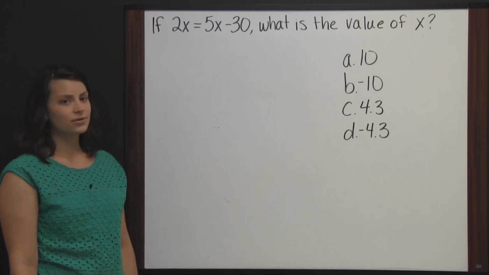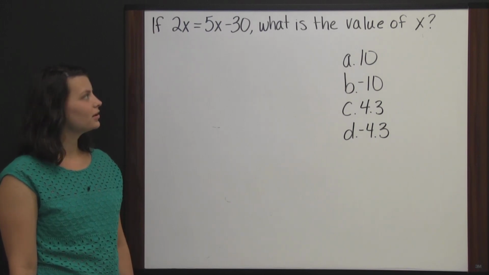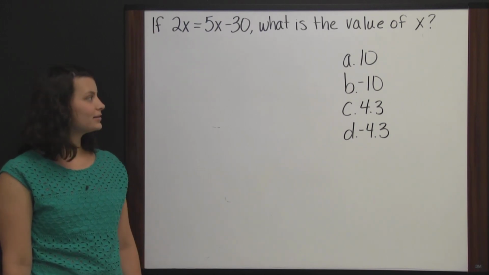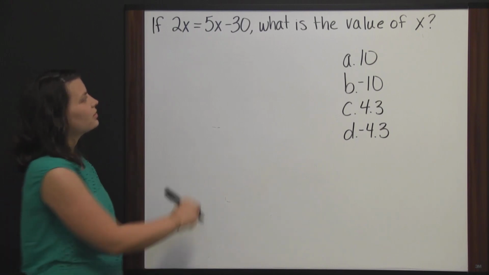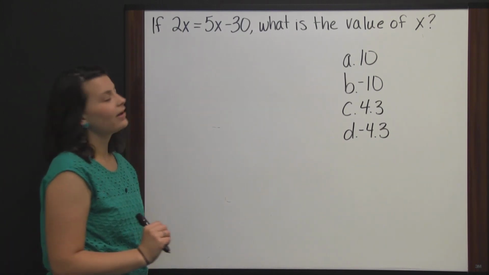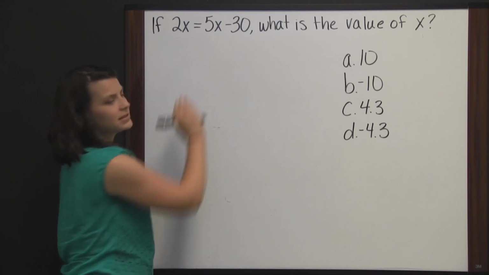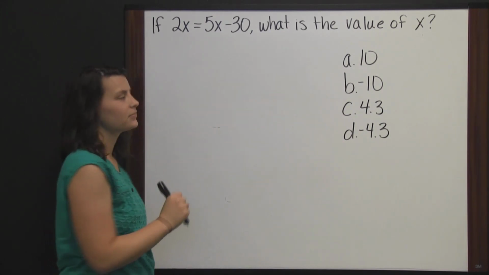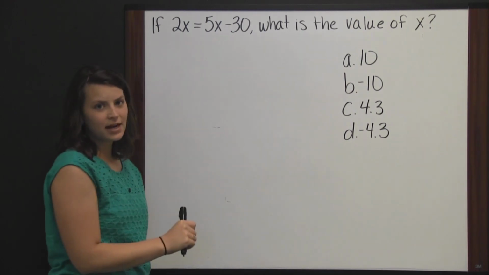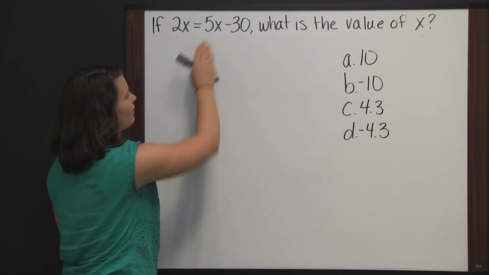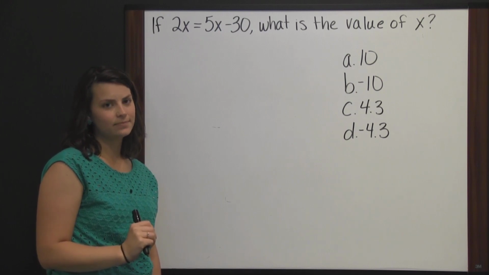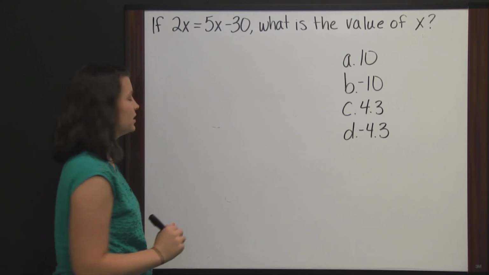If 2x equals 5x minus 30, what is the value of x? The first thing we want to do to solve for x is to get all of our x terms on the same side of the equal sign. We have 2x on the left side of the equal sign, and we have 5x on the right side of the equal sign. We have two options here.